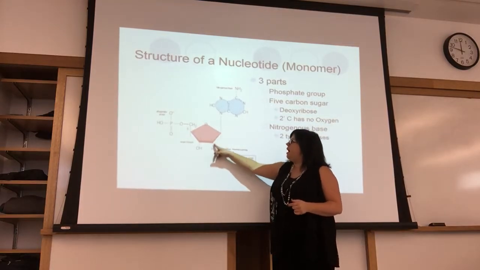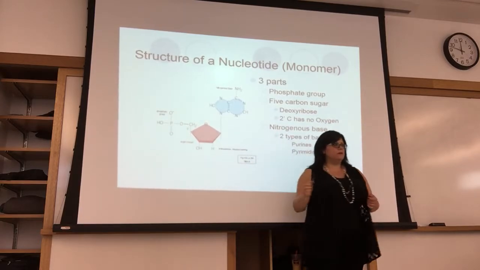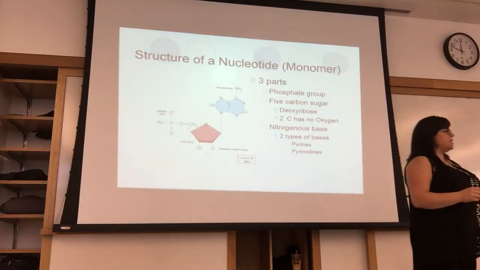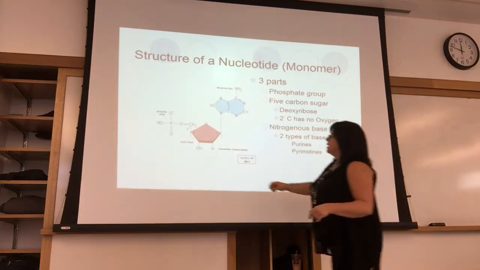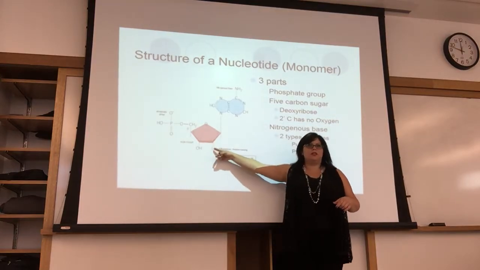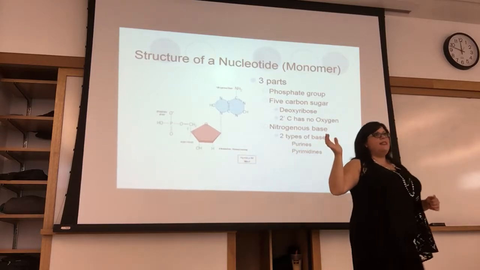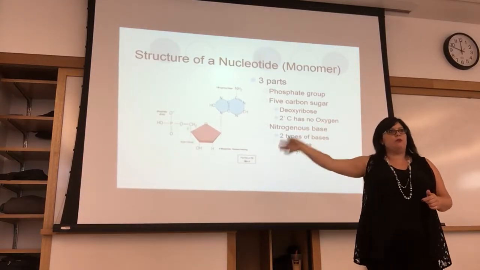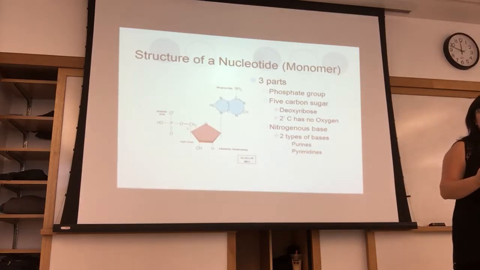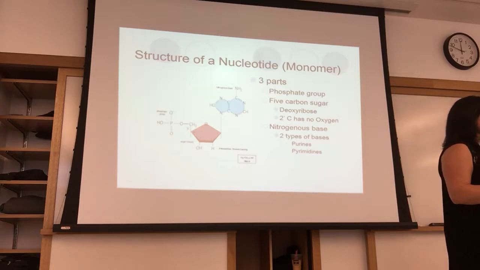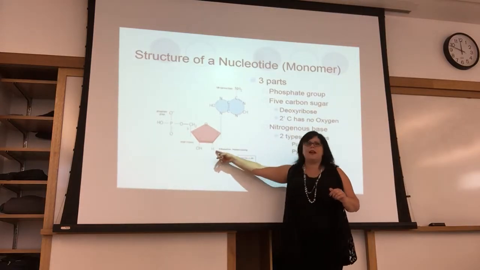Deoxyribose does not have an oxygen here at the 2nd carbon. So we say it's deoxy. It's without oxygen. So this is deoxyribose. Therefore, if this sugar is deoxyribose, then this nucleotide, this whole group of 3 substances bonded together, is from DNA. This is a DNA nucleotide. Just knowing that this sugar is deoxyribose.